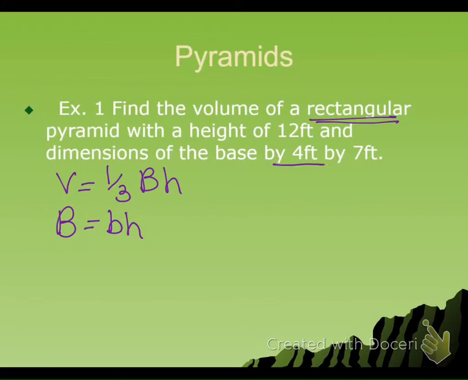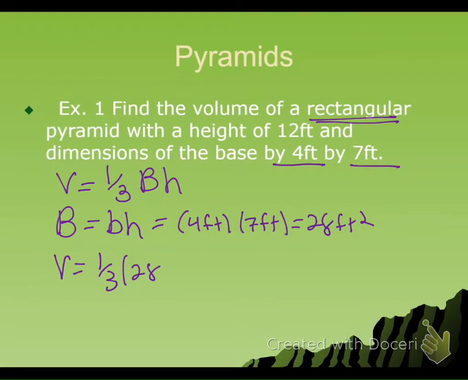We are given that here, 4 by 7. So we have 4 feet times 7 feet. What is 4 times 7? 28. 28 feet squared. Okay, and then you have to multiply that by 1/3. Area of your base, 28 feet squared. What's my height? Nope, what's the height right here? Oh, 12. 12 feet. Okay, how many times does 3 go into 12? 4 times. What's 4 times 28?